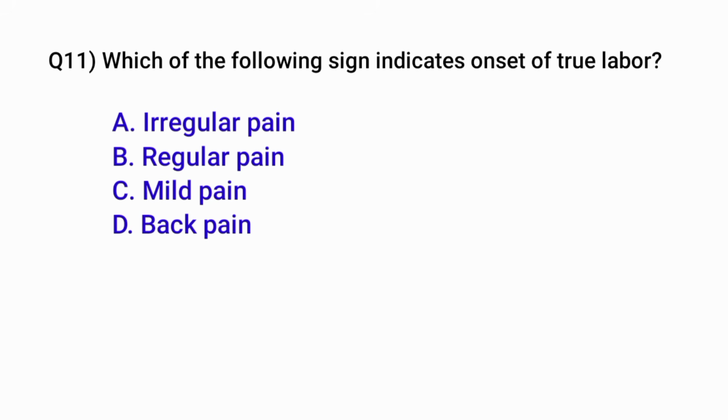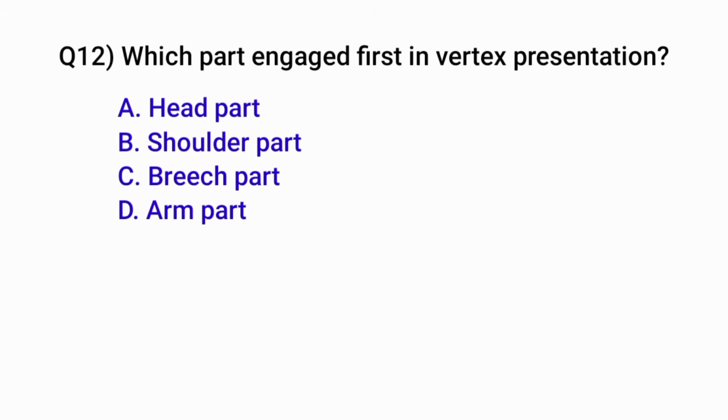Question number 11. Which of the following signs indicate onset of true labor? Correct option is B, regular pains. Question number 12. Which part engages first in vertex presentation? Correct option is A, head part.